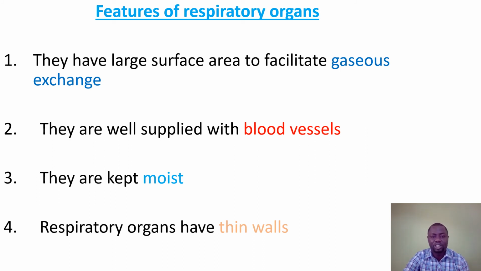So what are the features of the respiratory organs again? They have a large surface area to facilitate gaseous exchange. They are well supplied with blood vessels. They are kept moist all the time, and the respiratory organs have thin walls. Very good.